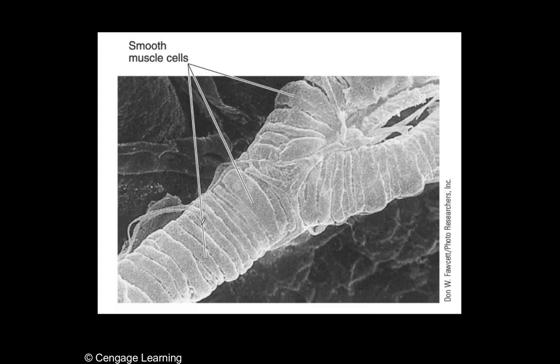So here's an electron micrograph of these smooth muscle cells that are kind of wrapped around these arterioles, and as these contract, we're going to get increased resistance, vasoconstriction. As they relax, we're going to get vasodilation, which is going to lead to decreased resistance.